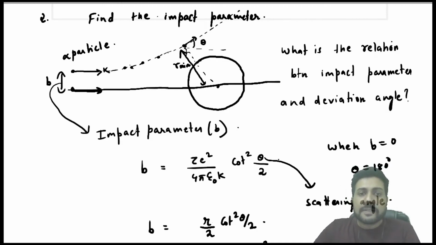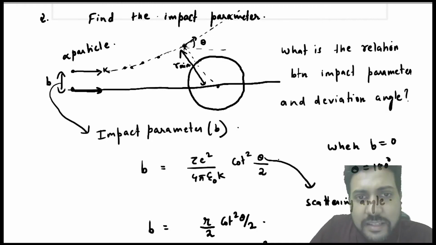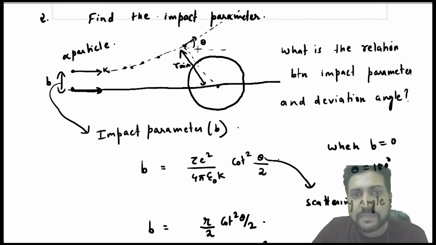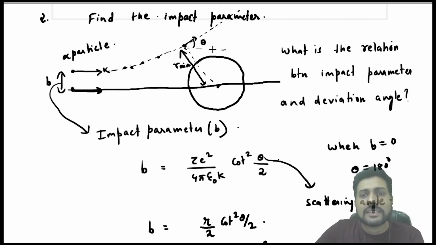Now here, suppose at this point the angle that it has made with the initial direction of motion is theta. This theta is the scattering angle or the deviation angle. We need to find the relation between this impact parameter and the scattering angle. The derivation of this is not in our syllabus, so we will not derive it, but we will use the formula because it may be asked in JEE Mains, NEET as well as JEE Advanced.